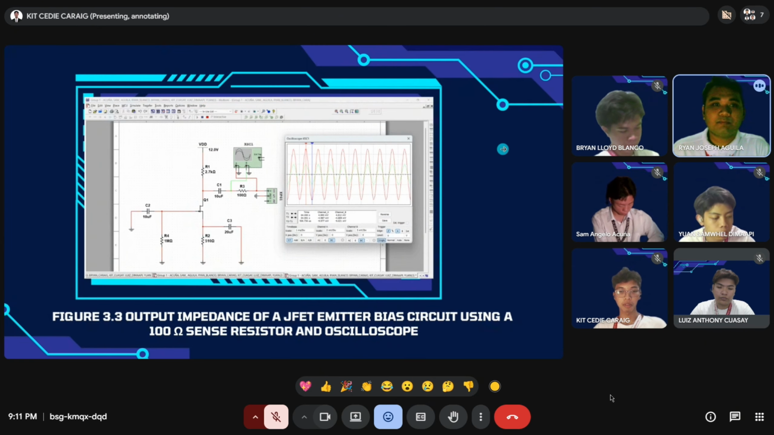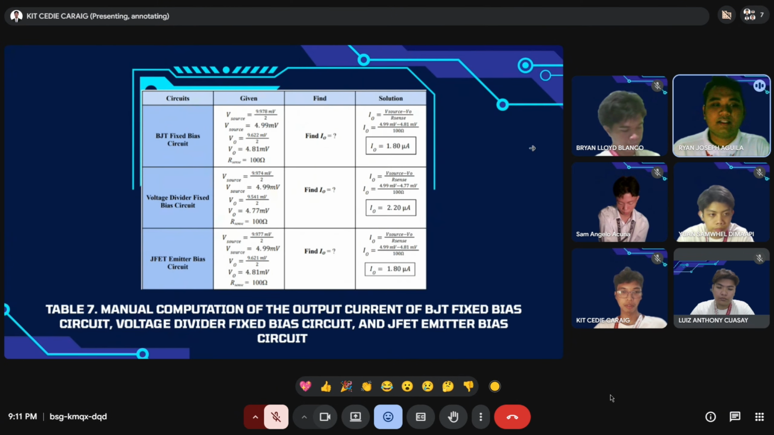In figure 3.3, we have the JFET emitter bias circuit. The AC signal is applied to the gate and flows through the drain and sense resistor. Observing the oscilloscope, the difference between the input and output signals is again very small. And in this table is the manual computation of the output current of the BJT fixed bias circuit, voltage divider bias circuit, and JFET emitter bias circuit. The formula we use to calculate this is that the output current is equal to V source minus the output voltage over R sense.